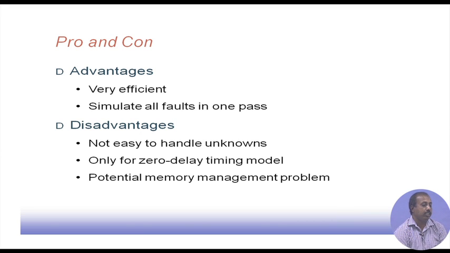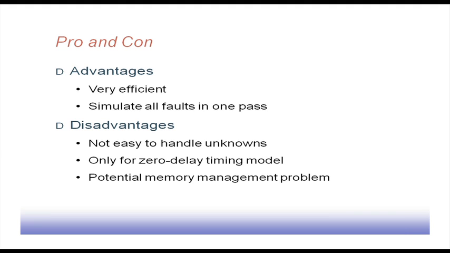Disadvantage: it is not easy to handle unknowns. This is another problem, because if at some point you get a U, it is not specified how we can handle an unknown situation. It also works only for the zero delay timing model. If you have finite delays, then of course these faults will also take some time to propagate to the output, but it is very difficult to catch exactly when it has propagated. So deductive fault simulation will not help you that way.